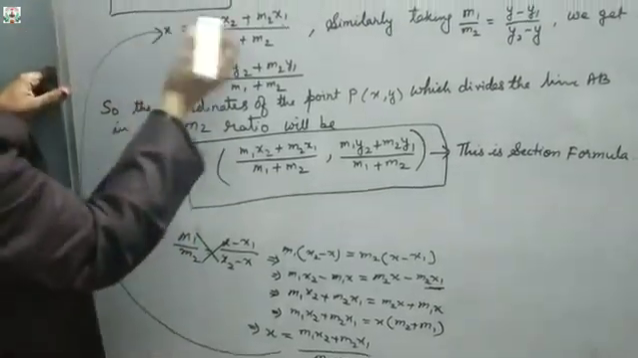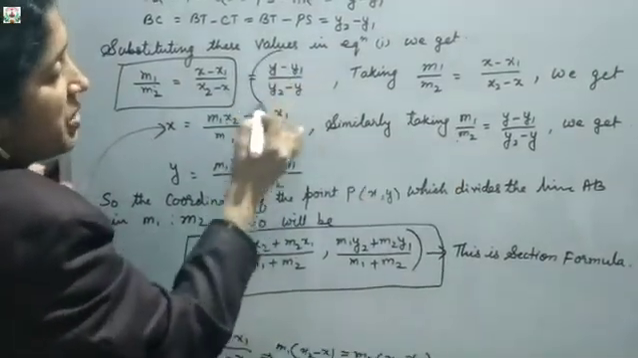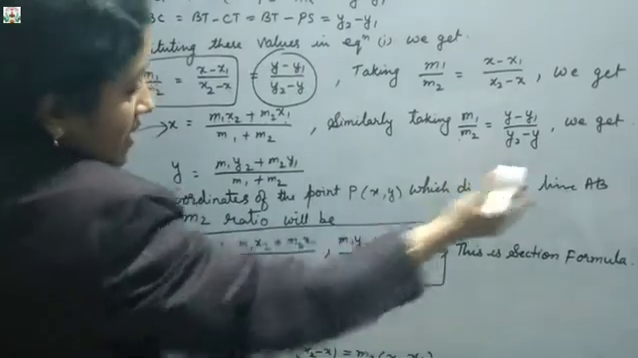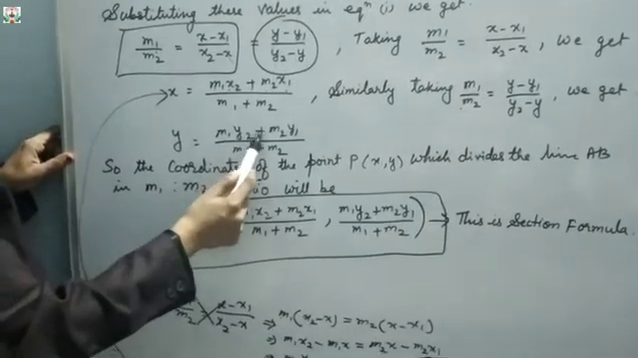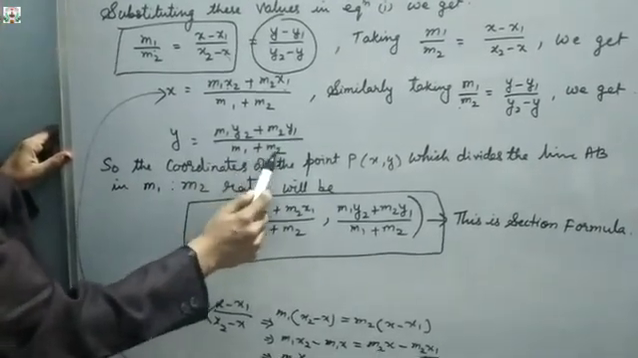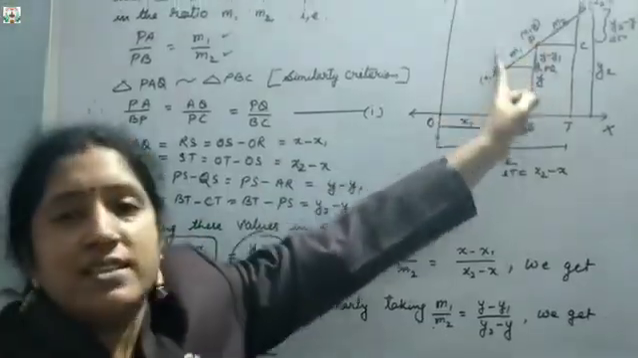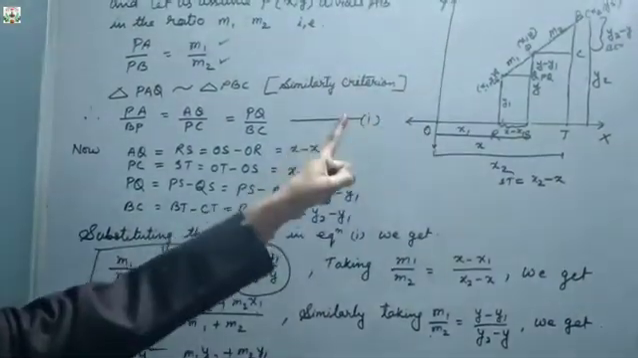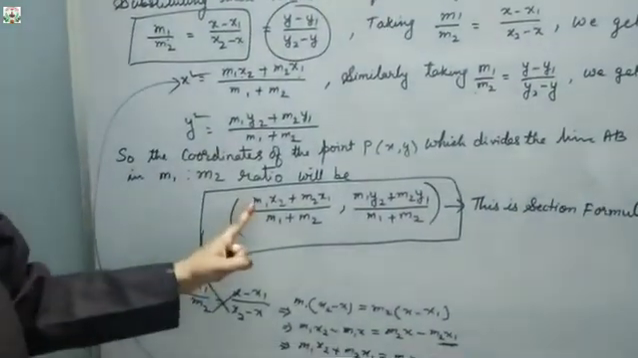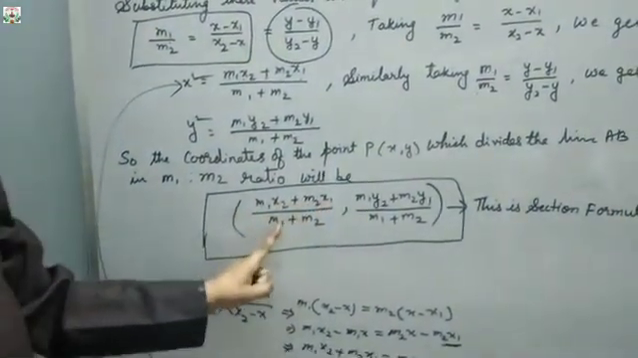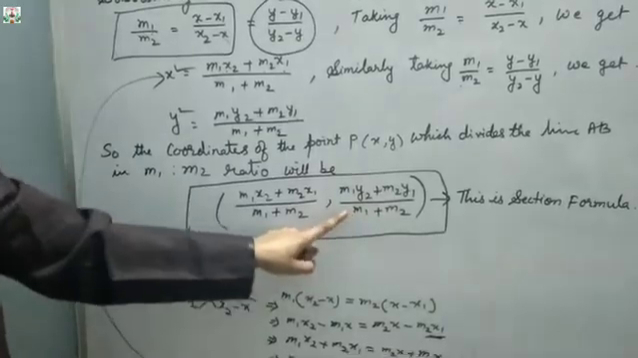In the same way, the second time we take this value, m1 upon m2 equals this part, and the same way cross multiply and you will get the value of y as m1 y2 plus m2 y1 upon m1 plus m2. Now x and y are what? The coordinates of the point which divides this line AB in the ratio m1 to m2, right? So the coordinates of point P you got are (m1 x2 plus m2 x1 upon m1 plus m2, m1 y2 plus m2 y1 upon m1 plus m2).